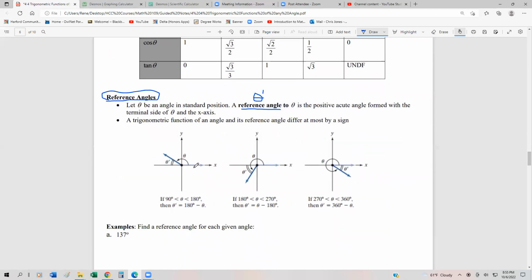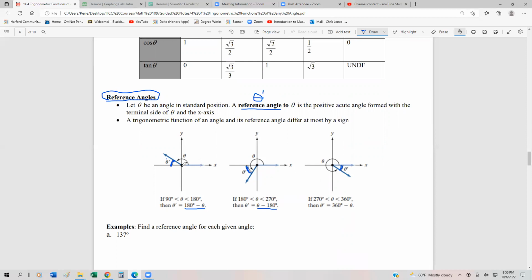So basically, if I draw a theta, then theta prime would be this angle, but it's the positive version of this angle. If theta terminates in quadrant 2, to find the reference angle, it'll be 180 minus theta. If it ends up in quadrant 3, that's going to be this angle, so it would be theta minus 180. And if it ends up in quadrant 4, it would be this remaining angle. So basically, what number do you have to add to get to 360?